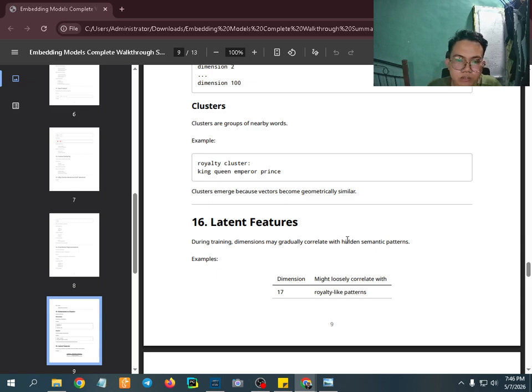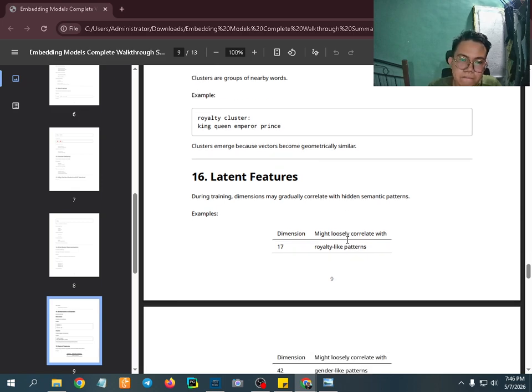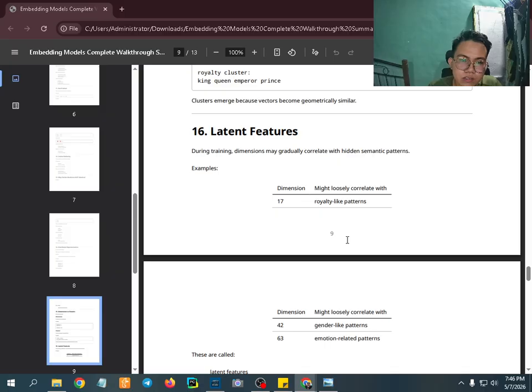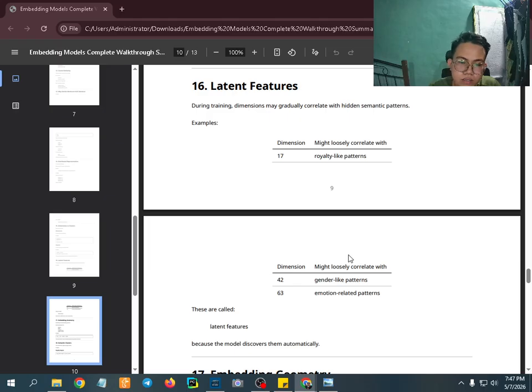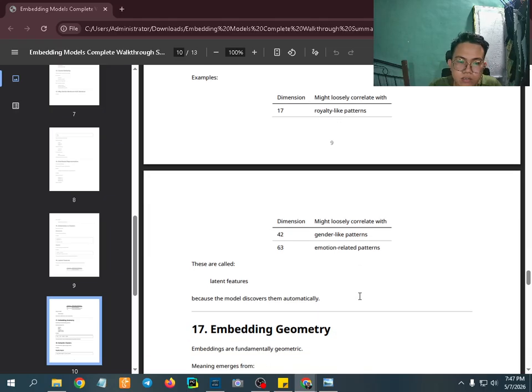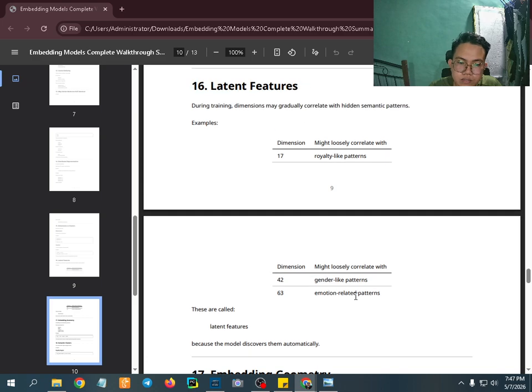Clusters emerge because vectors become geometrically similar. So what are latent features? During training, dimensions may gradually correlate with hidden semantic patterns. For example, dimension 17 is royalty-like patterns, while dimension 42 is gender-like patterns. Dimension 63 is emotion-related patterns, like that. So these are called latent features.